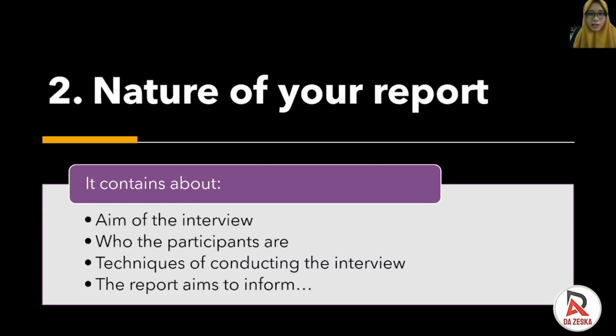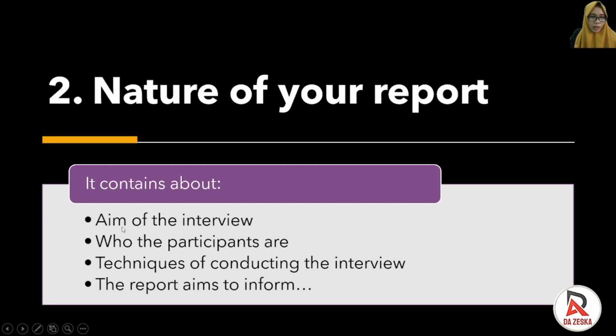Okay, let's go to the second point of the structure. The second point is the nature of your report. Nature of your report, because the choice of word here is nature. I think you have a freedom to talk about anything related to your report. I mean your interview findings, but not yet findings actually. I'm sorry. The second point here, nature of your report, contains sub points you may read over here.